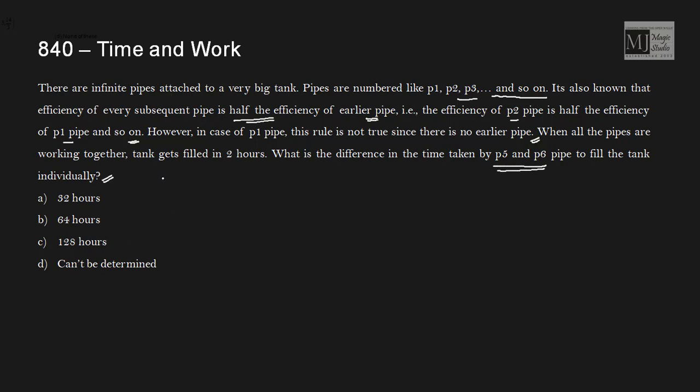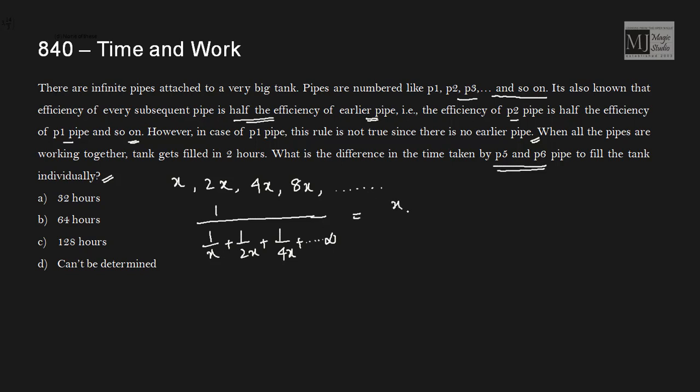Let us assume that time taken by pipe 1 is x hours, then pipe 2 is 2x, pipe 3 would be 4x, 8x and so on. When all the pipes are working together, time taken by all of them to fill up this tank would be 1 upon 1 by x plus 1 by 2x plus 1 by 4x, and the series will go till infinity. So this can be written as x upon 1 plus half plus half square plus half cube till infinity.